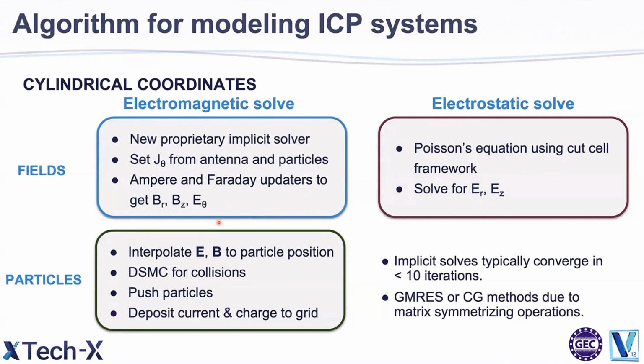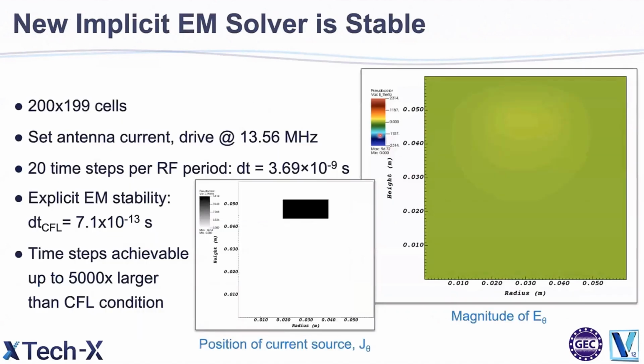When we have all the electric fields, we can interpolate E and B to particle position and do the typical particle push. Our field solves typically converge in fewer than 10 iterations, and we can use different solvers just because we put in the effort to make sure that the matrix is symmetric.